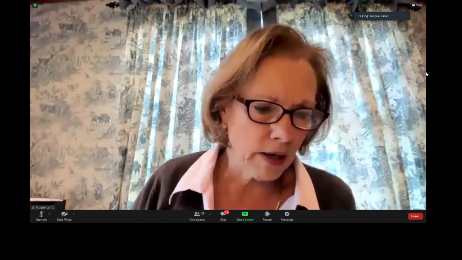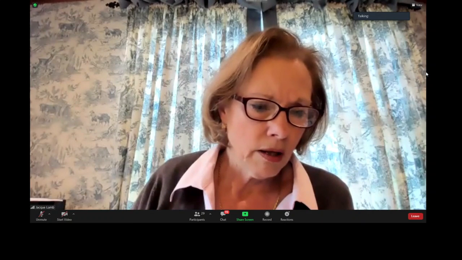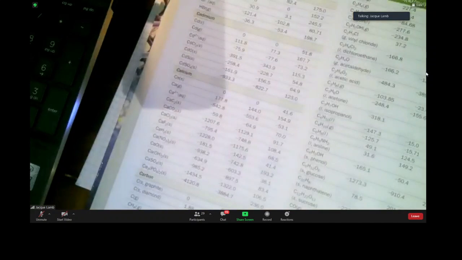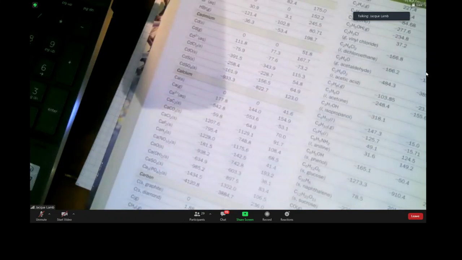Switch my camera for a minute. Okay. This is from a textbook. This is just one page. And you can see that this goes on. That's just one side. That's 2 pages. So I guess it begins on the page before that.